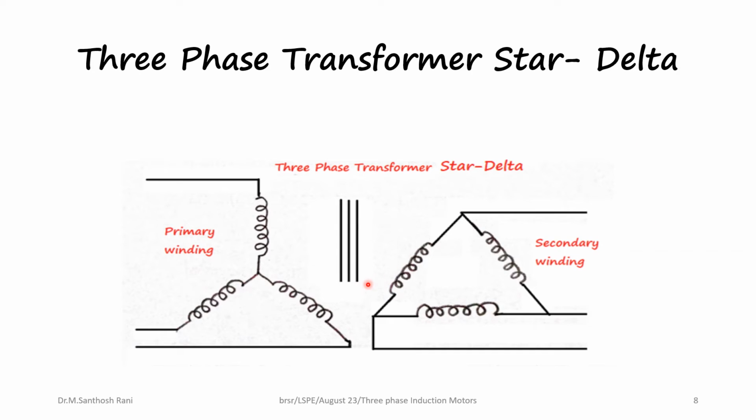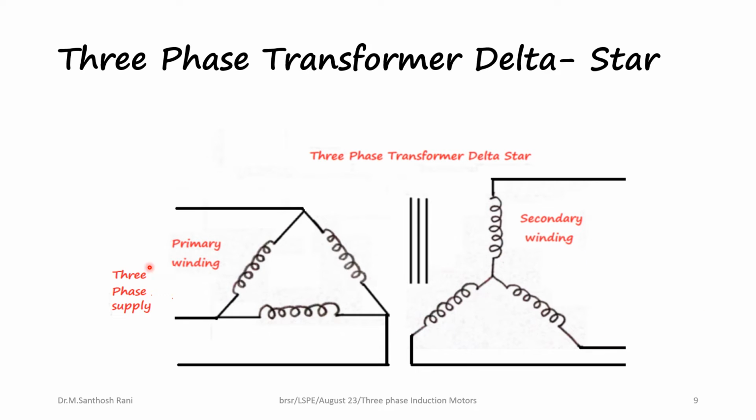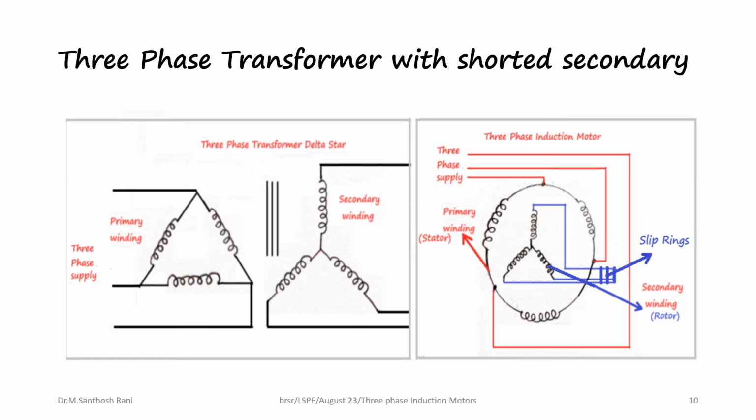So this is the star delta three-phase transformer. The primary is connected in star, secondary is connected in delta. And this is again delta star. A three-phase transformer delta star connection type is shown in this picture. The primary winding is delta connected, the secondary winding is star connected.